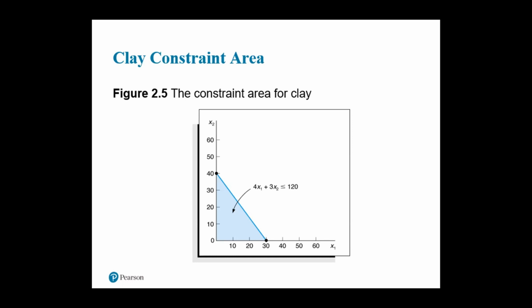That region is called the feasible region. That is the feasible region. Any other area outside the shaded region is infeasible. So any point outside that region is outside the solution to our problem.